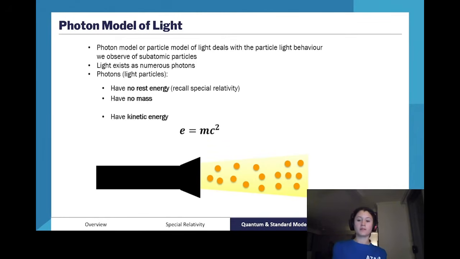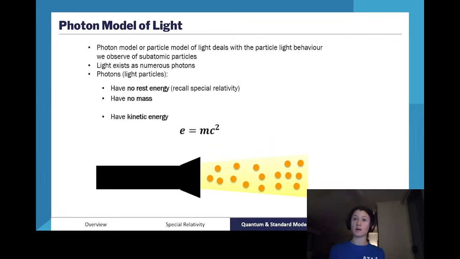So this is kind of a visual representation of the photon model of light, right? So, the photon model or particle model of light deals with the particular light behavior we observe of subatomic particles. So, light exists as numerous particles which we call photons, and photons have no rest energy, they have no mass, and they have kinetic energy. So the energy of the photons can be described by E equals mc squared.